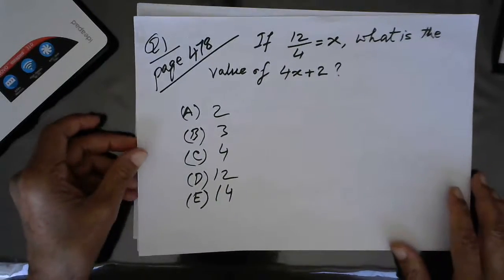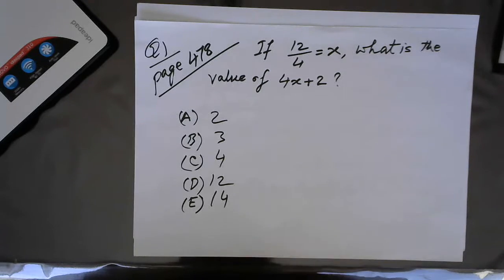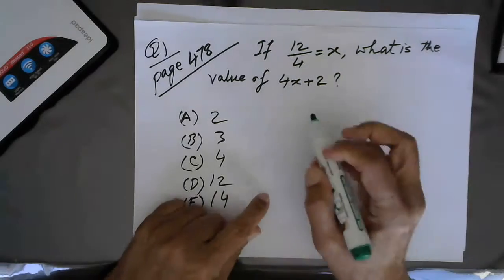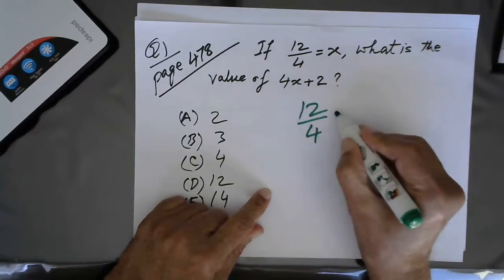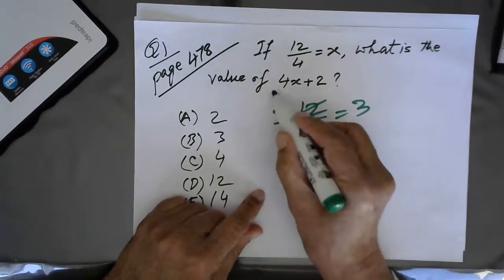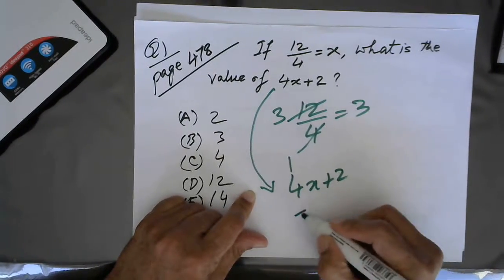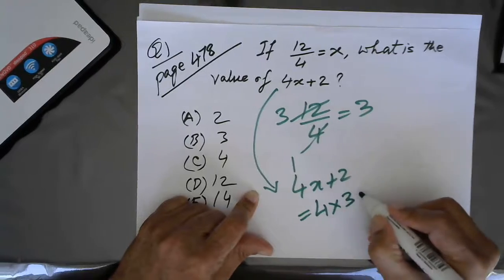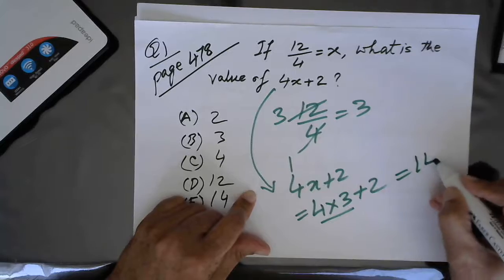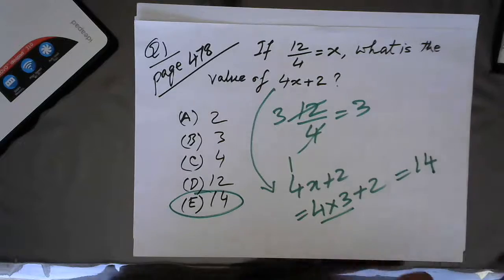So let us start. Question number 1 is, if 12 divided by 4 is equal to x, what is the value of 4x plus 2? Well, 12 divided by 4 is the same as 3. 4 ones are 4, 4 threes are 12. So this 4x plus 2 would be 4 times 3 plus 2. Now 4 times 3 is 12, plus 2 is 14. So E is the answer. I hope this is clear to you.